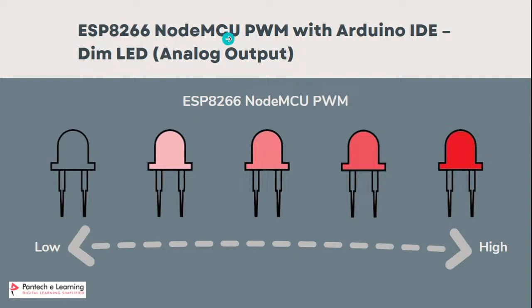Pulse width modulation. If you write a program like a blink LED, it will be on, it will be off, it will be on, it will be off. We can't adjust the brightness and we can't use any voltage in between, right? It only gives the highest voltage like 3.3 volt. So using pulse width modulation, we can vary the voltage.